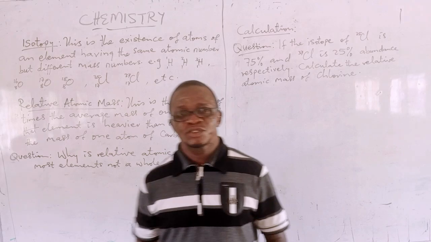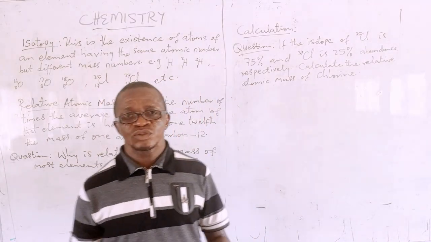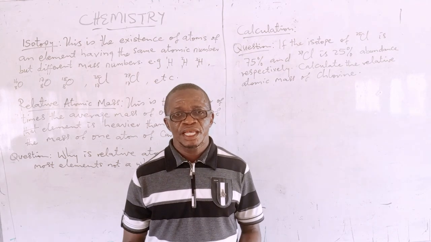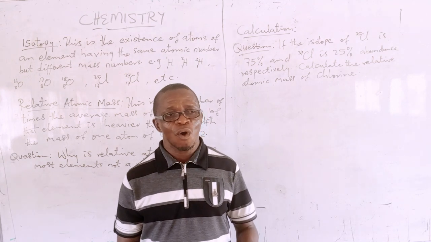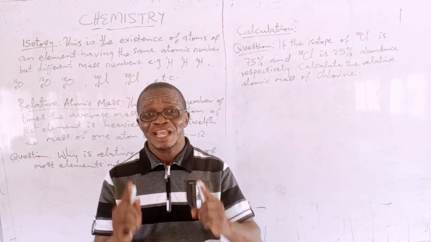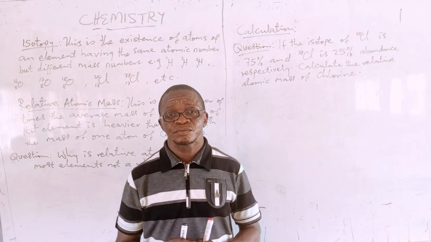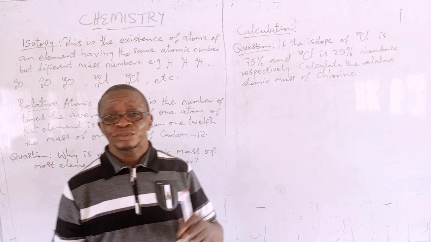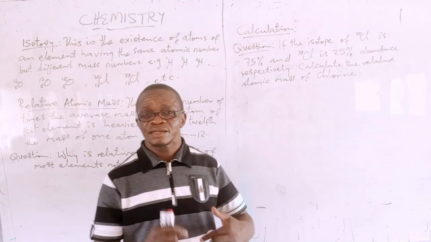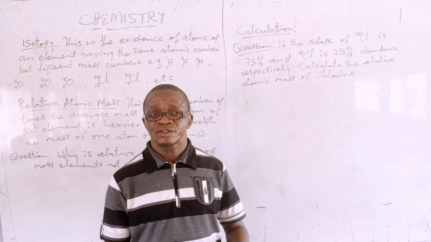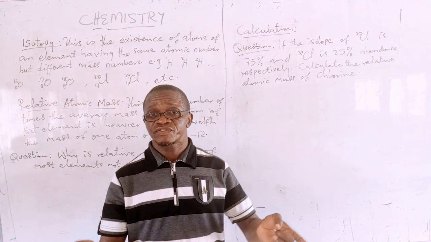In our chemistry class today, we are going to take up isotopy. What is isotopy? Isotopy is the existence of two or more atoms of the same element with different masses. Remember, I told you something about atomic number and mass number. So when we are talking about isotopes, the atomic number will be the same, but the mass number will be different.